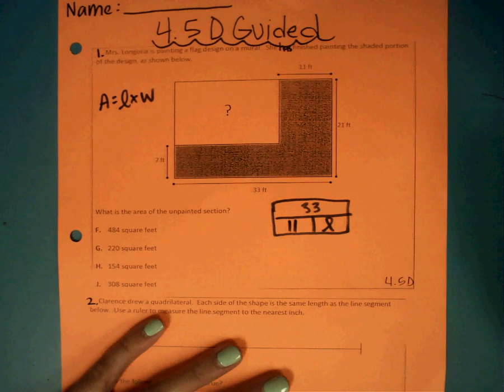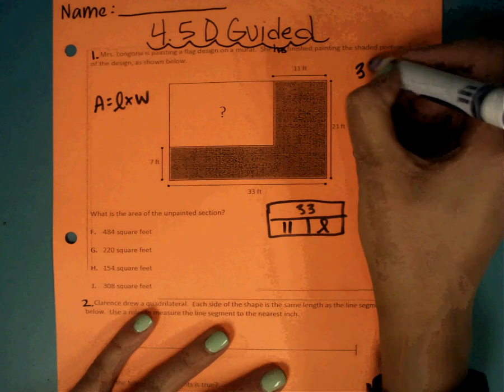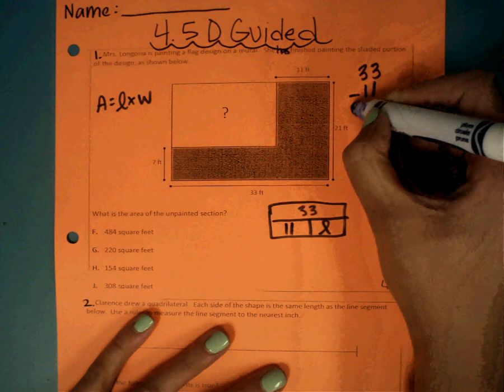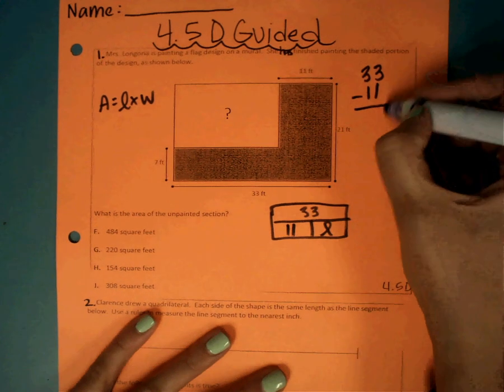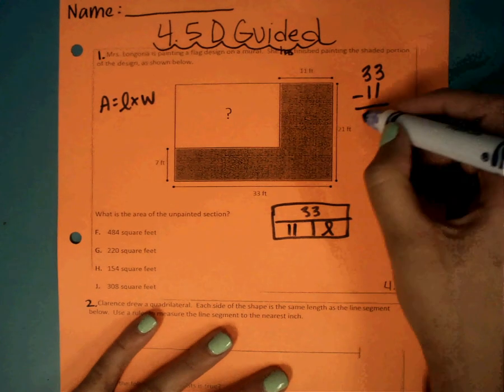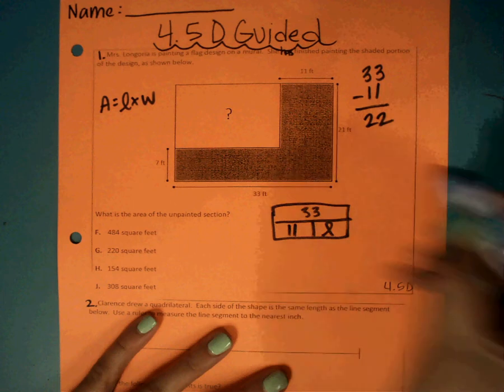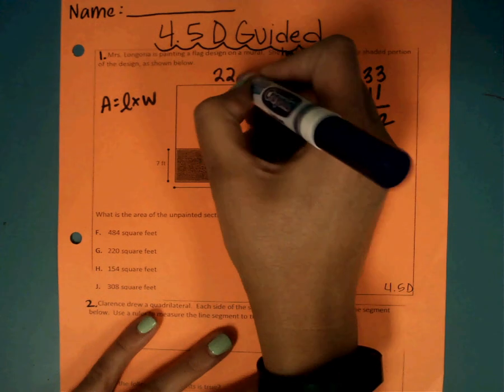Well, I'm going to subtract. I'm going to do 33 minus 11. 3 minus 1, 2. 3 minus 1, 2. So the length of this side right here is 22 feet.